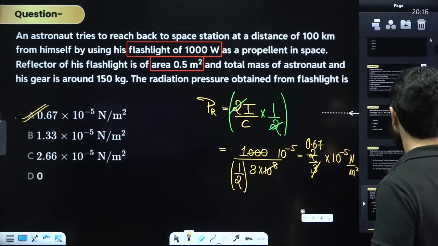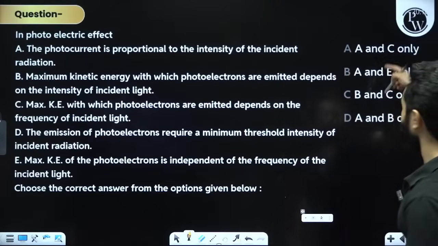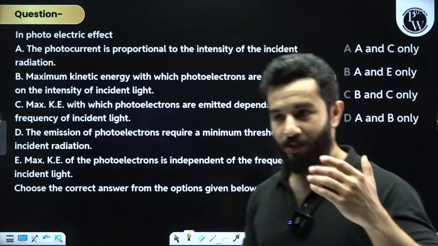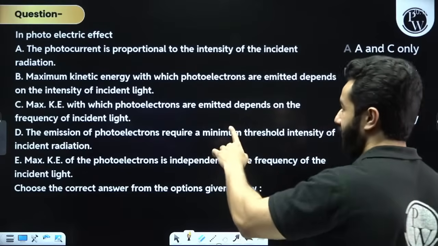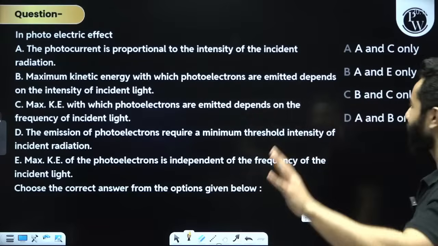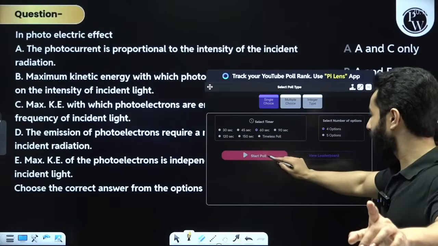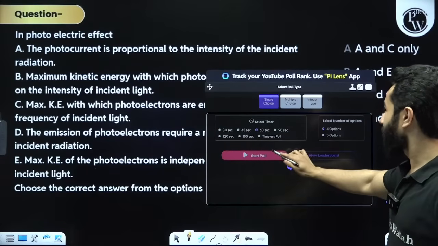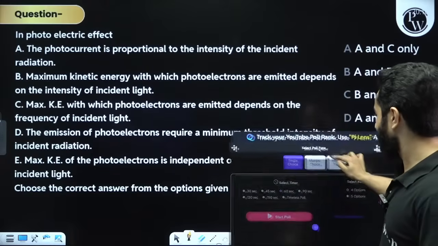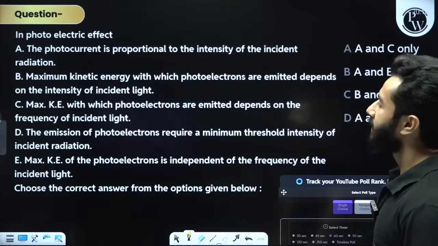Let's come back and now you guys solve this question. Options are over here. Please solve more and more questions like this, right? The photoelectric, you need to read the statements. You have got 5 statements and you have to select the option. I'm starting the timer, 60 seconds. Okay, again there's some issue. Okay, fine. Till then read the question.